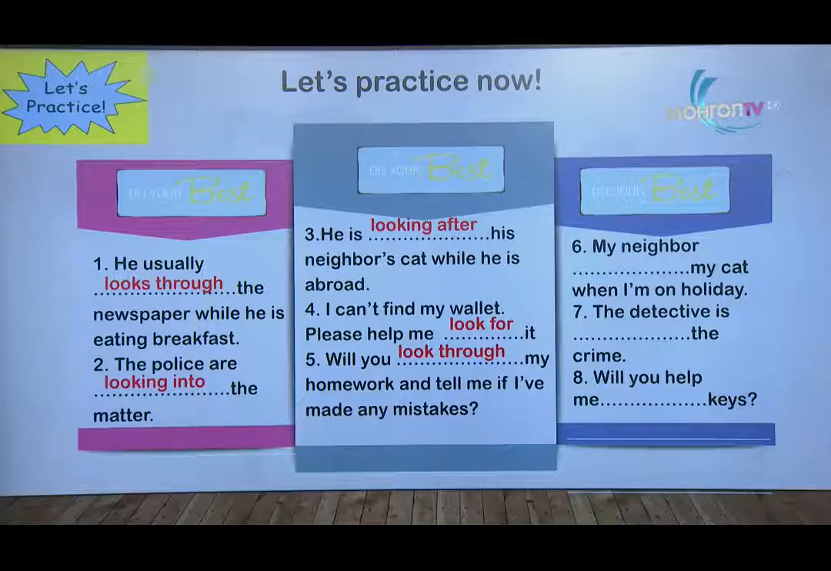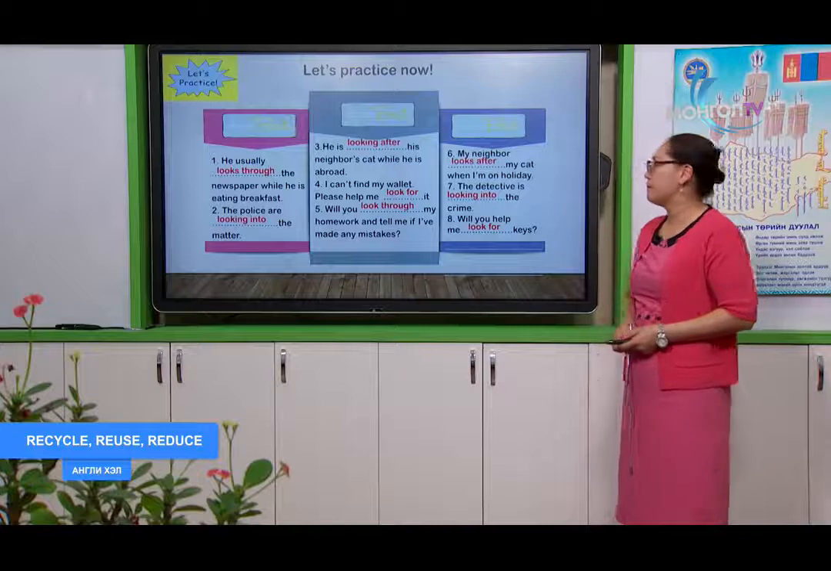Okay, let's continue. So do you remember the phrasal verbs which I gave you? My neighbor, okay, what? Looks after my cat when I'm on holiday. Okay, 7. The detective is, means looking into. It's investigating, examining. Okay. Will you help me? Searching for means look for. Okay. So after watching the video, you will also do this exercise again.